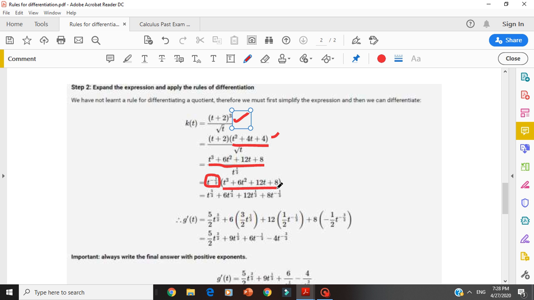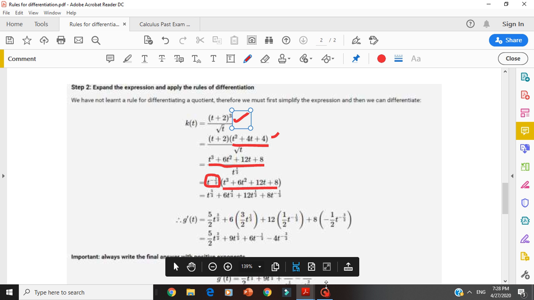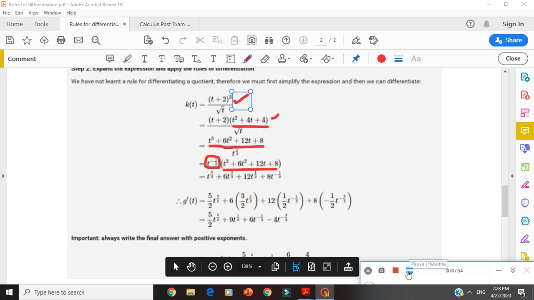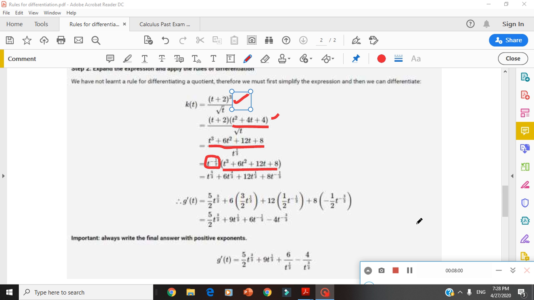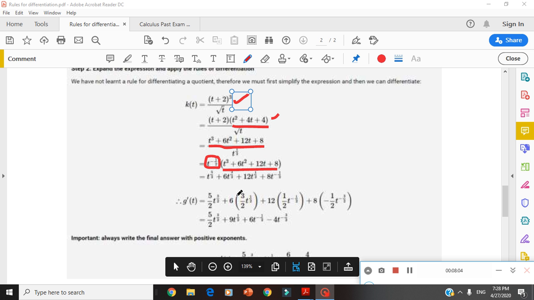So what that gives us is t to the power 5 over 2 plus 6t to the power 3 over 2 plus 12t to the half plus 8t to the minus half. That is what you get for k of t.